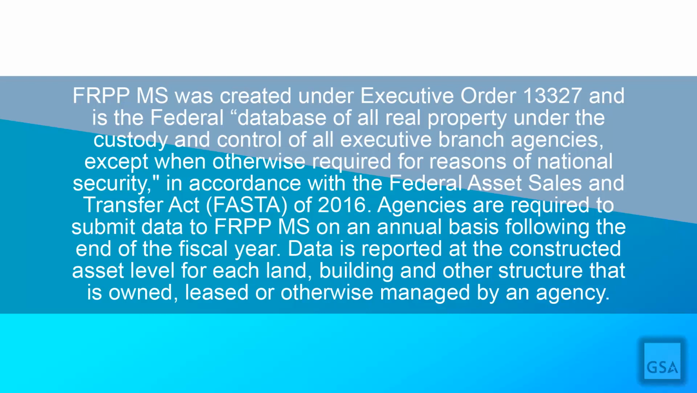FRPP MS was created under Executive Order 13327 and is the federal database of all real property under the custody and control of all executive branch agencies, except when otherwise required for reasons of national security, in accordance with the Federal Asset Sales and Transfer Act of 2016. Agencies are required to submit data to FRPP MS on an annual basis following the end of the fiscal year. Data is reported at the constructed asset level for each land, building, and other structure that is owned, leased, or otherwise managed by an agency.